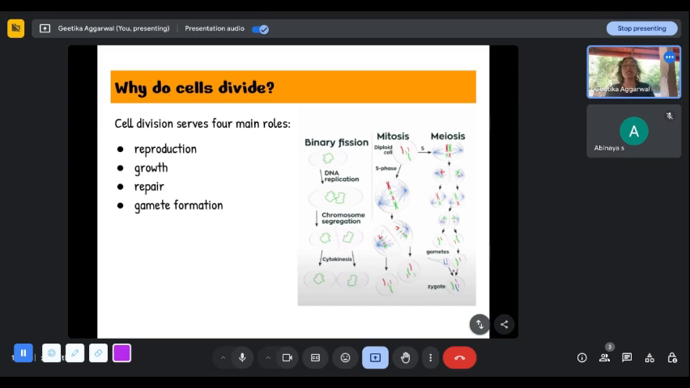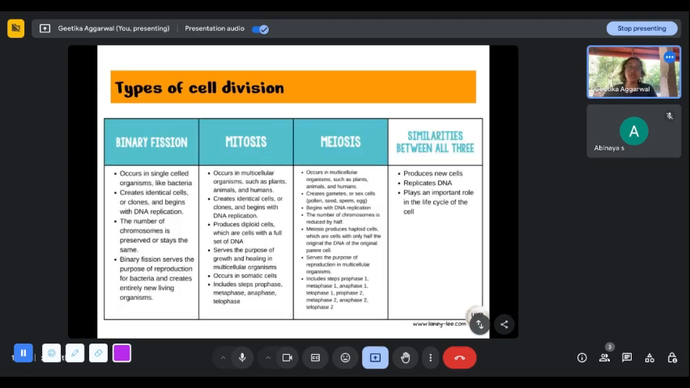For repair, for example, say you scratch your skin, after a few days you see that new skin cells have actually repaired that scratch. So that is happening via the division of the skin cells. And then we require them for gamete formation, which is actually required for reproduction in multicellular organisms, where you require gametes. For example, sperms and ova in animals.